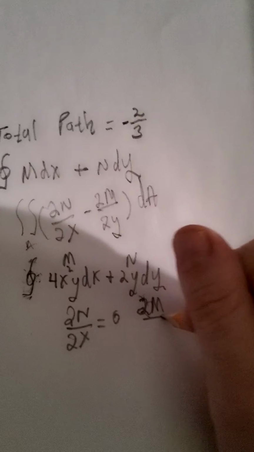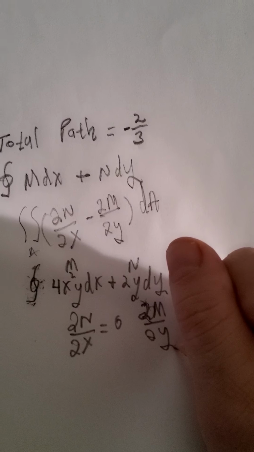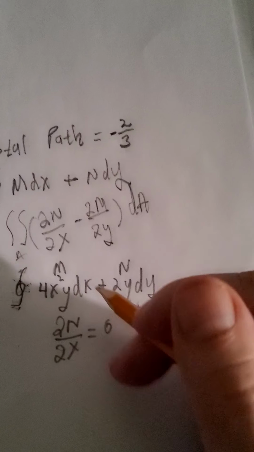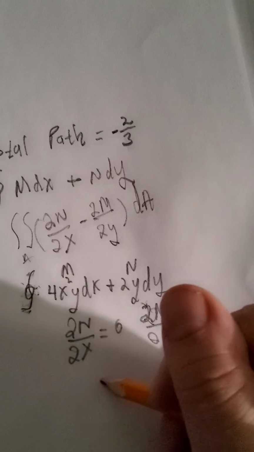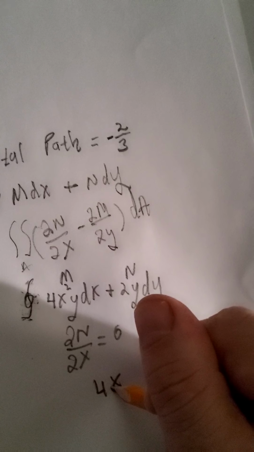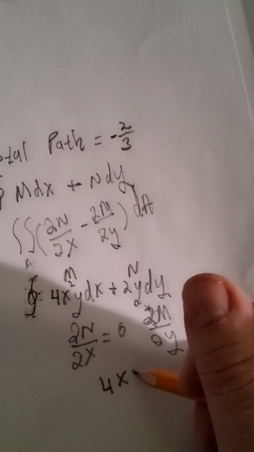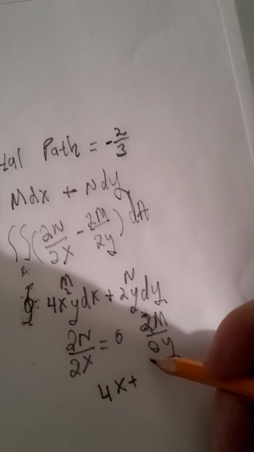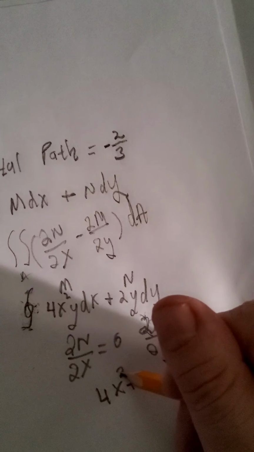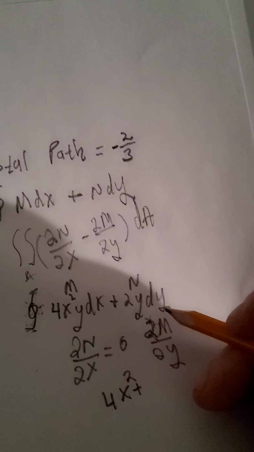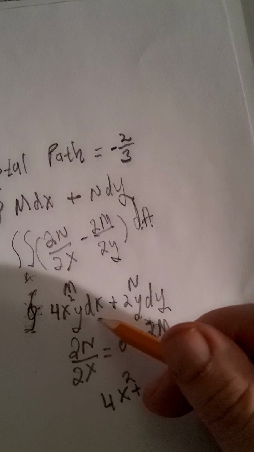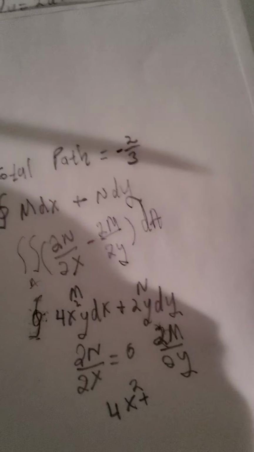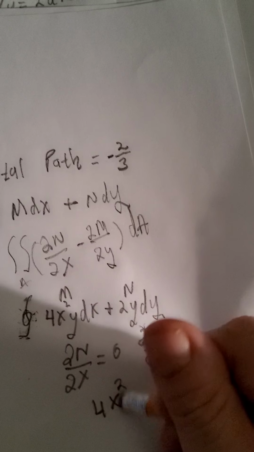Partial m partial y is going to be 4x plus 2. Is that right? 4x squared. 4x squared, partial m partial. No, just 4x squared. It's going to be, yeah, 4x squared, man. Exactly.